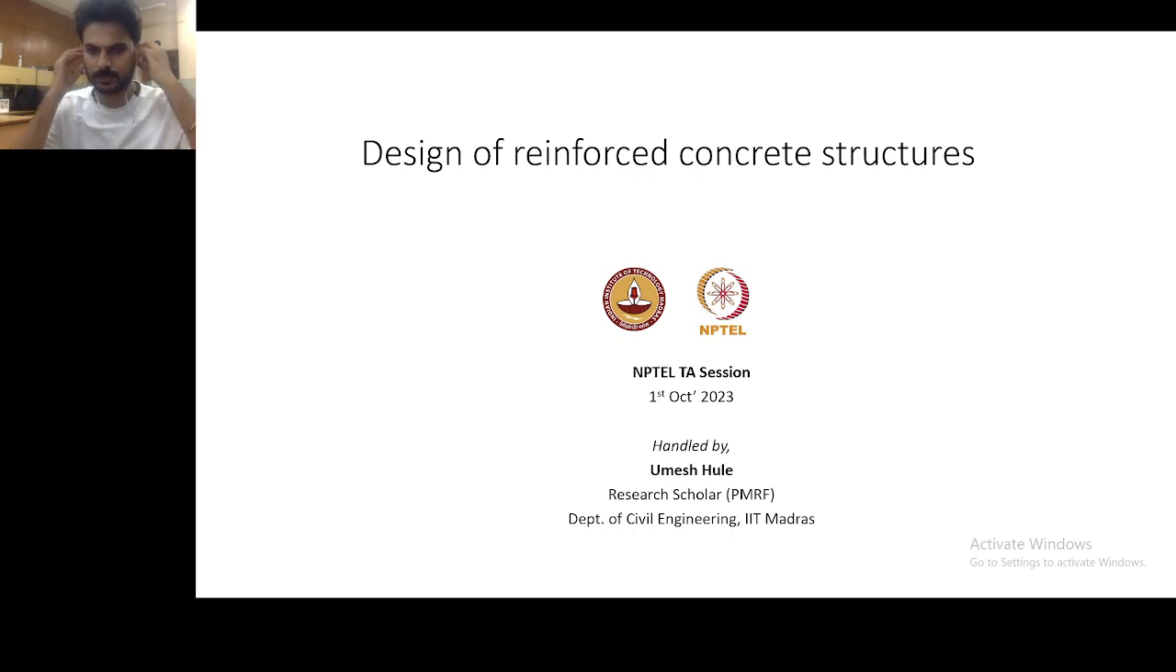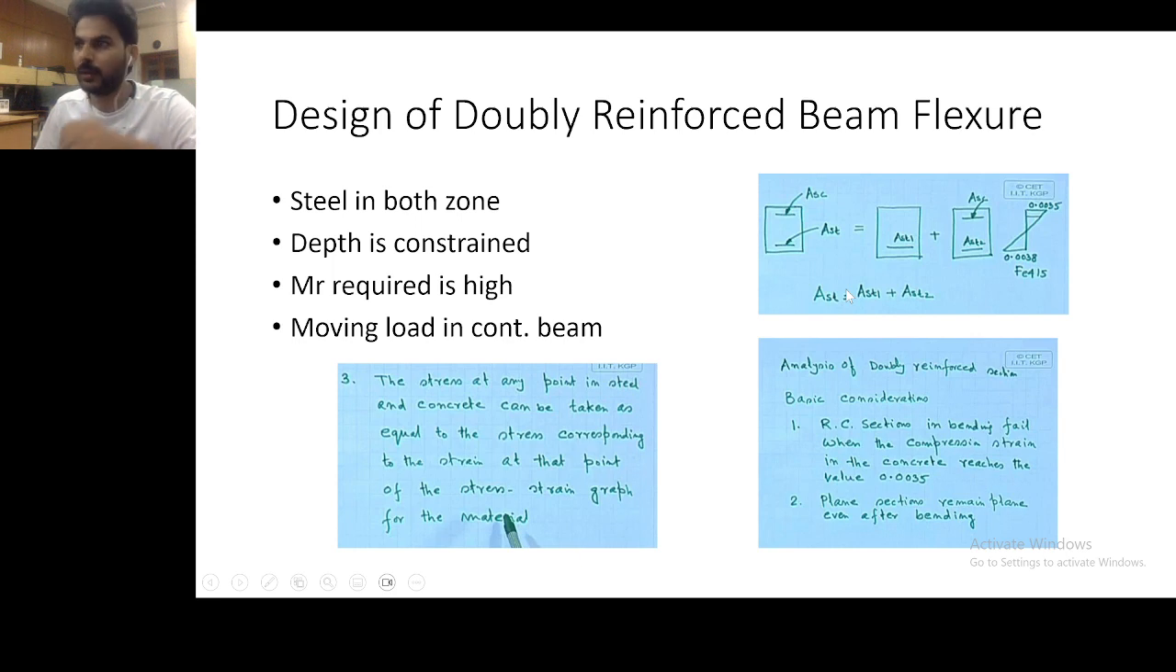Hi everyone, myself Umesh Shule. I am a PMRF student in the Department of Civil Engineering, IIT Madras, and I am handling NPTEL TA sessions for the design of reinforced concrete structures. So we'll see today about the design of reinforced concrete structures, and basically in that, we were looking at the design of doubly reinforced beam in flexure.